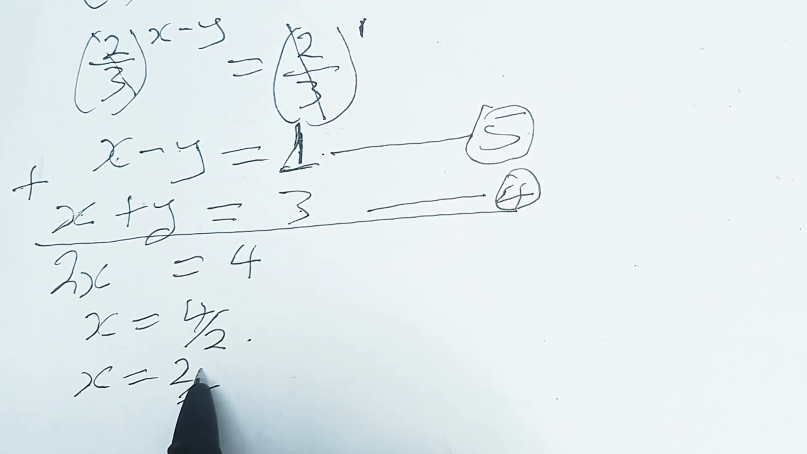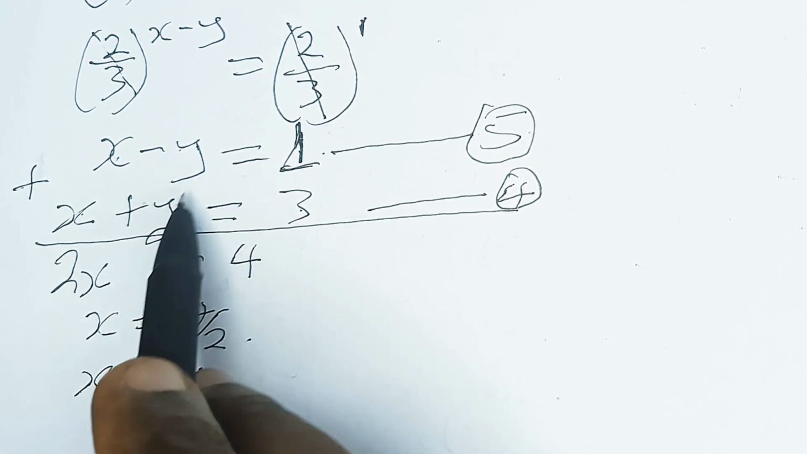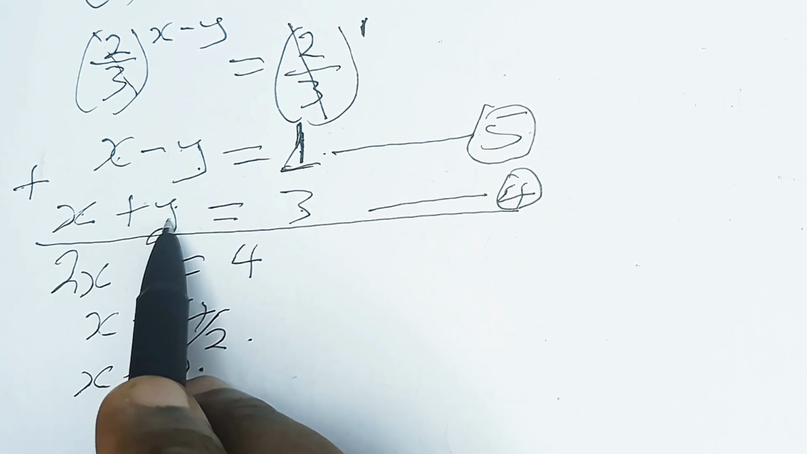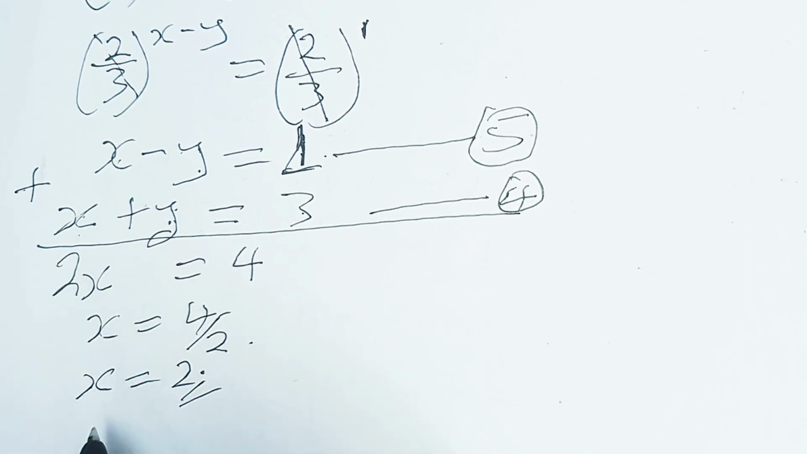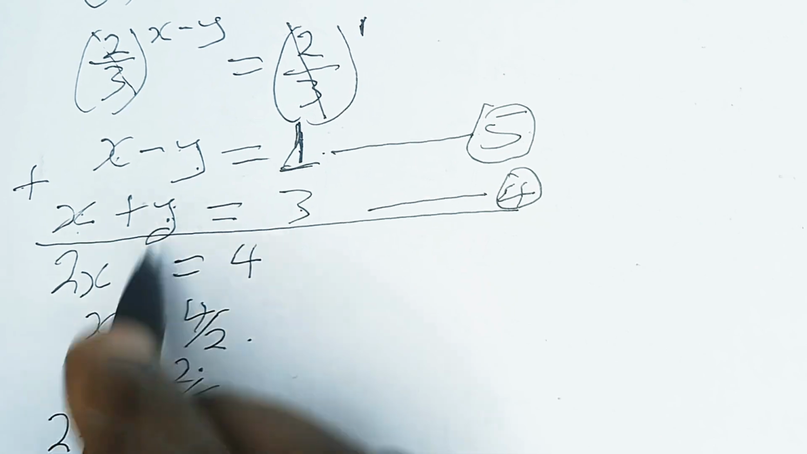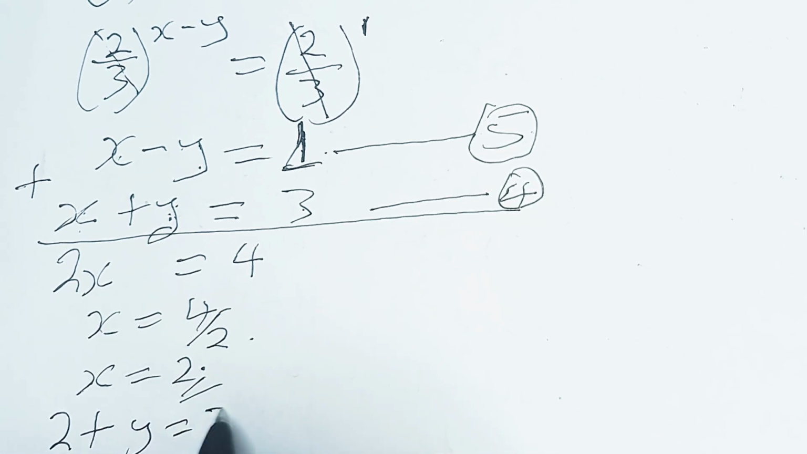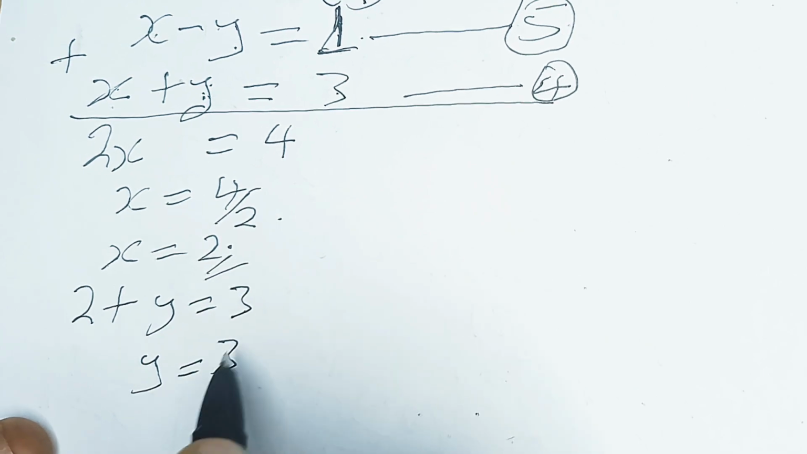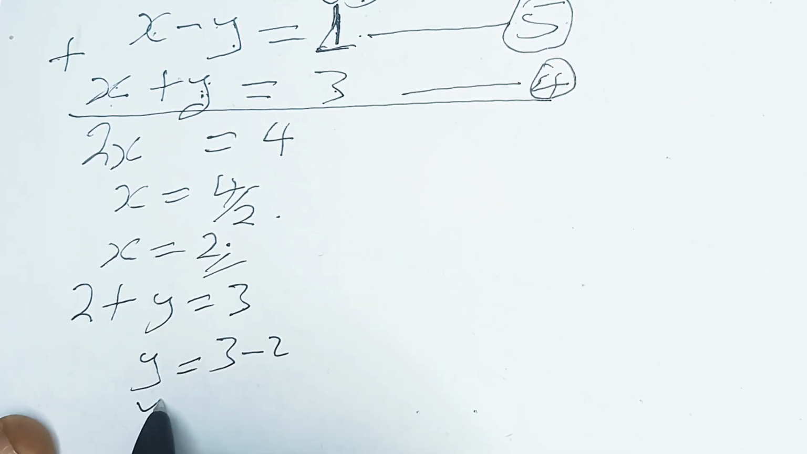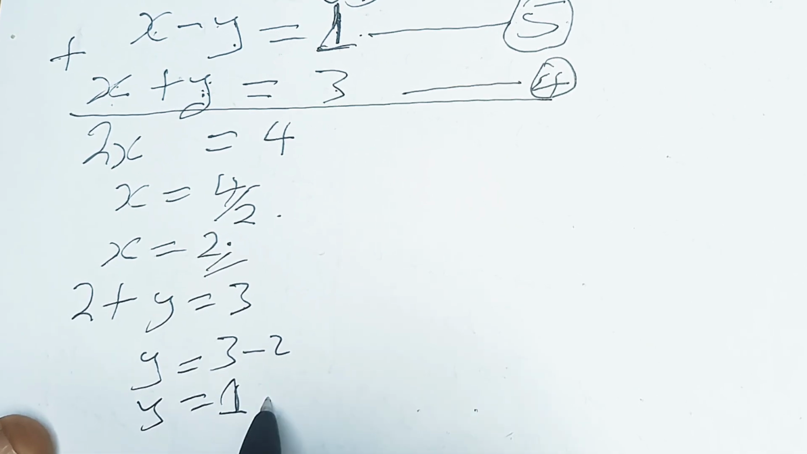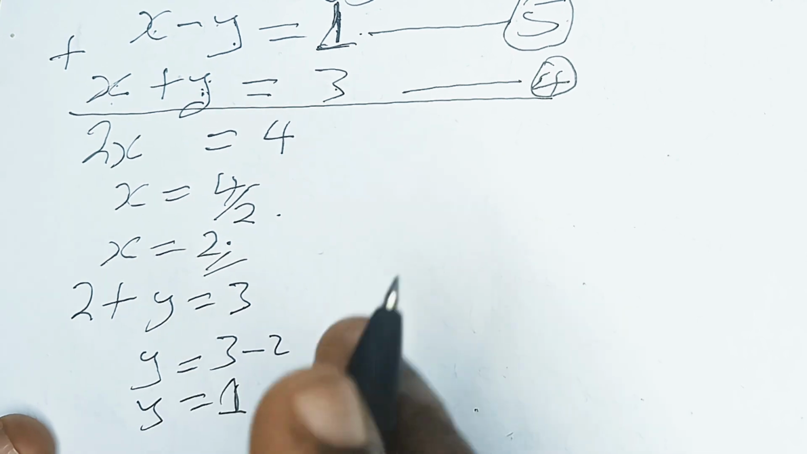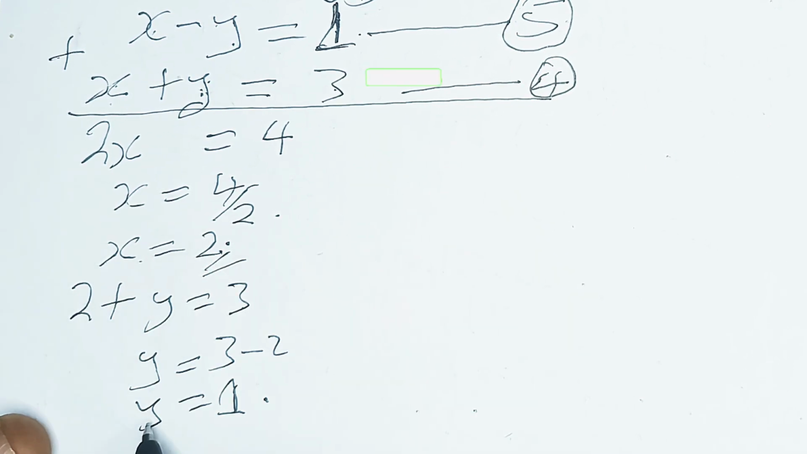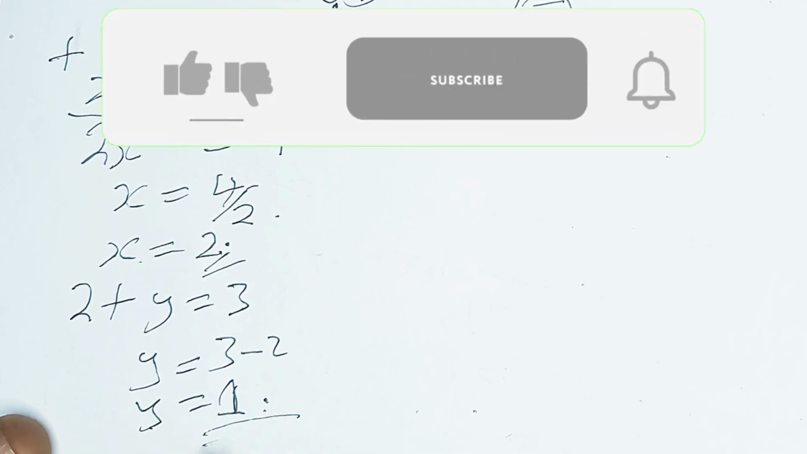Substitute x is equal to 2 into equation 4 or 5. Putting that in equation 4, we have 2 plus y is equal to 3. Therefore, y is equal to 3 minus 2. So y is equal to 1. So our answer is that x is equal to 2 and y is equal to 1. That's our answer here.